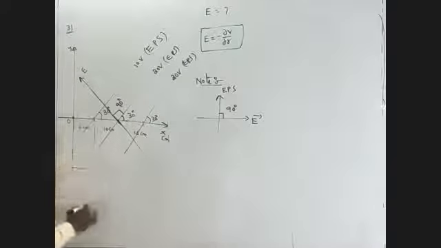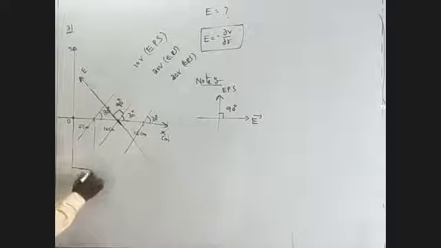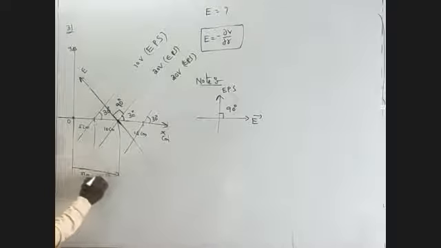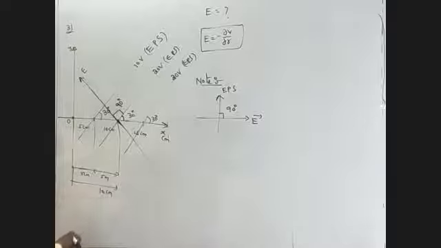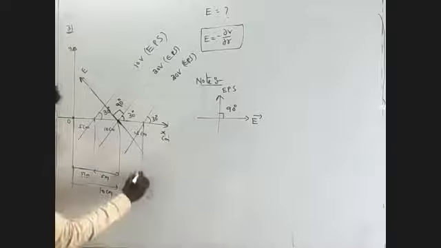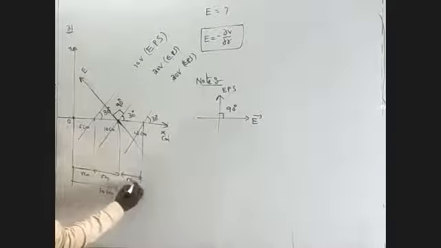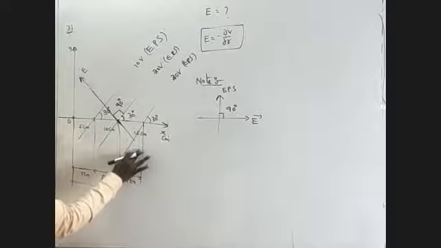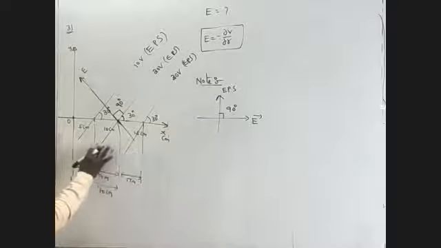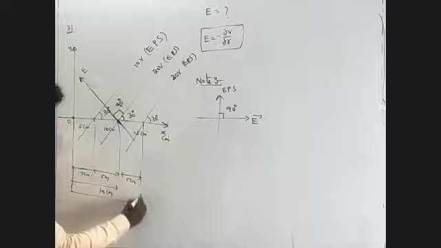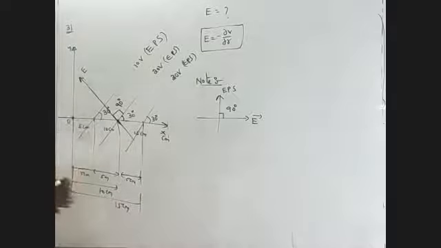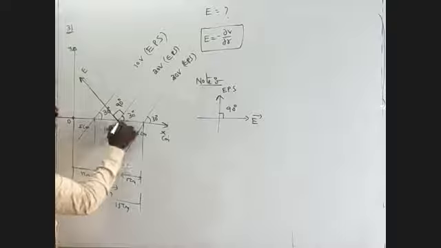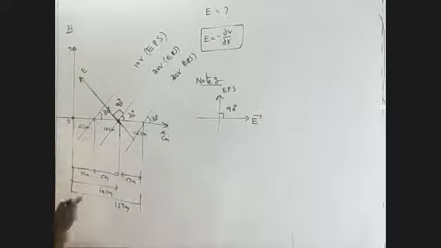From here to here is 5 centimeters. From here to here is 5 centimeters. From here to here is 10 centimeters. From here to here is how many centimeters? 5 centimeters. Clear? From here to here is 15 centimeters. This is the origin point. This is given. Now we'll see.